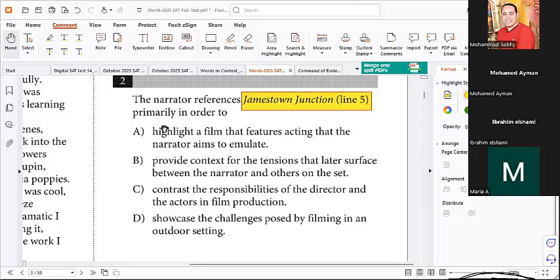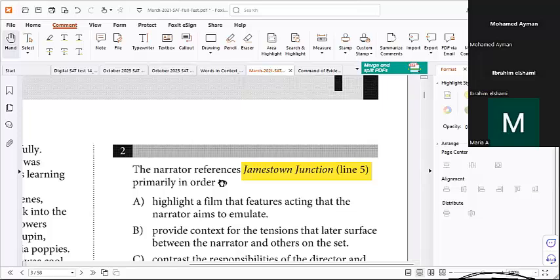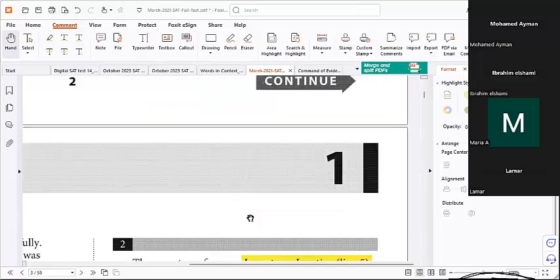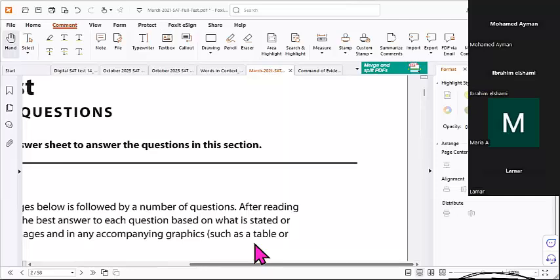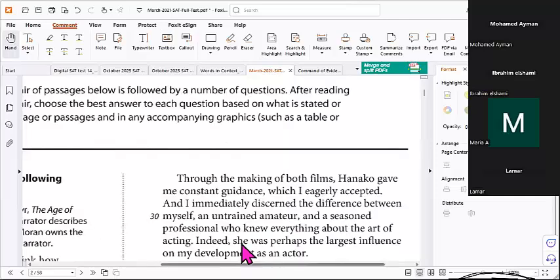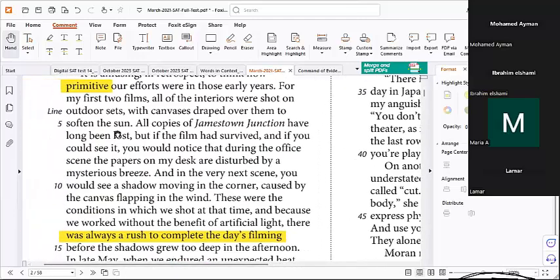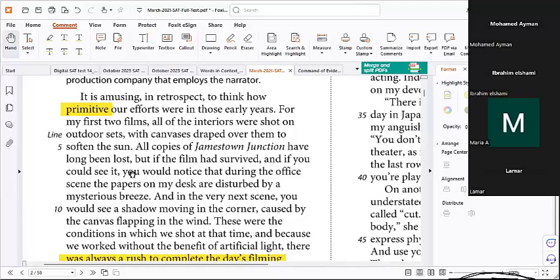Okay, so Muhammad, which one do you think? Let's go to line number 5. Guys, for words in context or anything that needs evidence, you need to go directly to the same place. Here, the narrator references, so you need to match line number 5. Muhammad, can you read? And sometimes you need to go back a little bit, by the way, not necessarily to be exactly in line number 5.